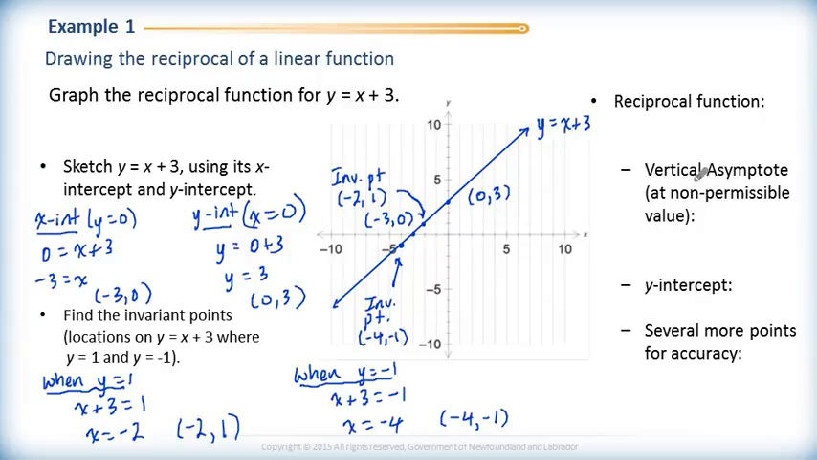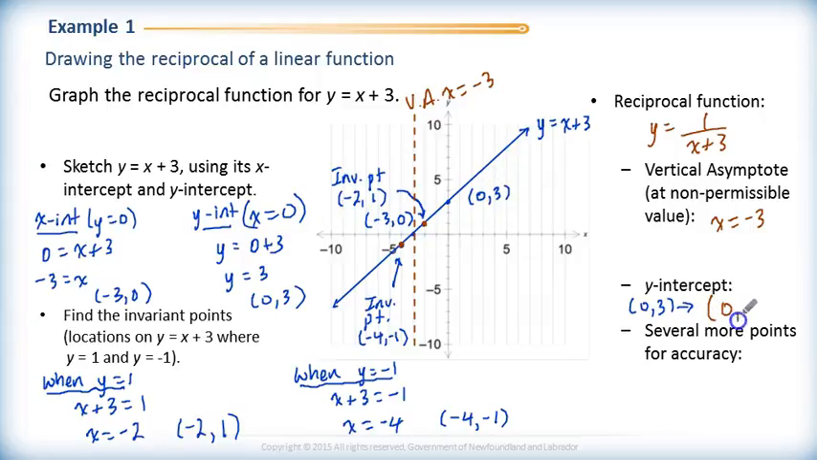Now our reciprocal function is y equals 1 over x plus 3. It has a non-permissible value at x equals negative 3. That's where your vertical asymptote is located. Invariant points are also on our reciprocal graph, and the y-intercept that was on y equals x plus 3 becomes 0, 1/3, since 1/3 is the reciprocal of 3.